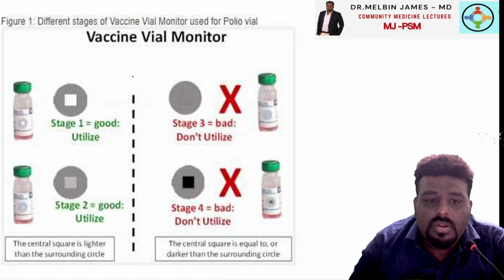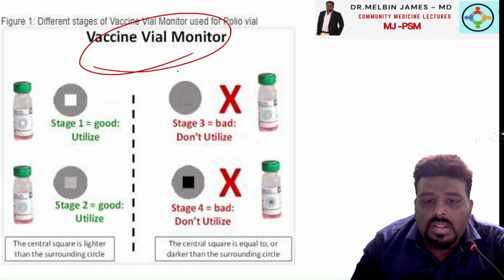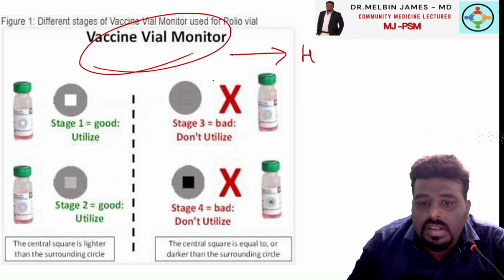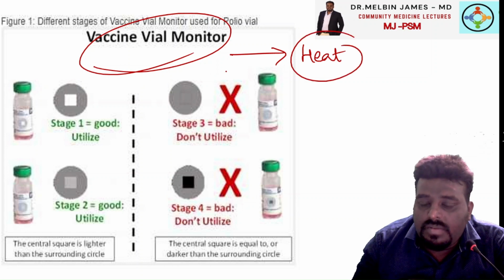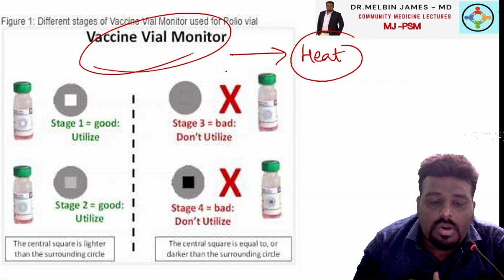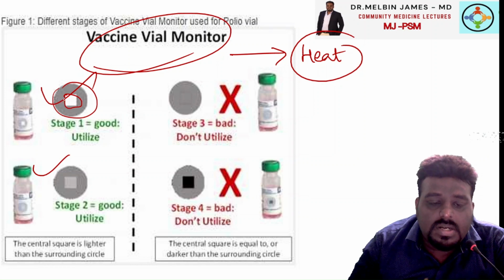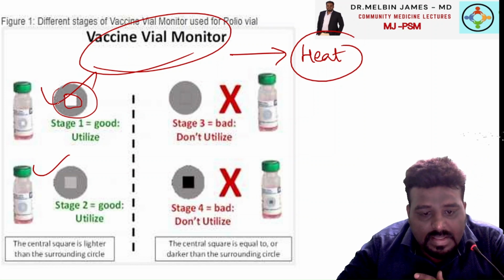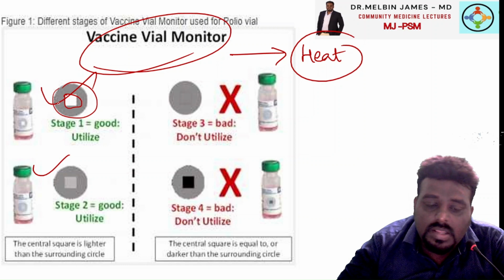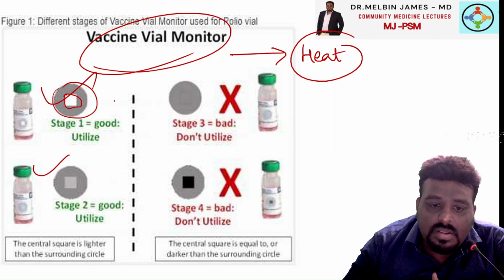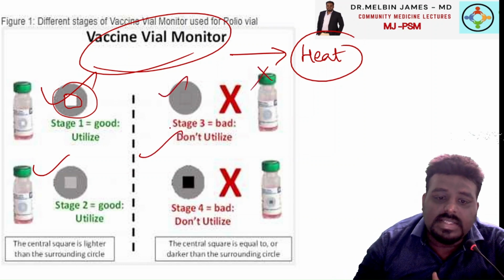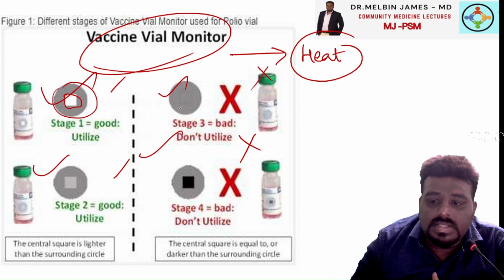Next, coming to the vaccine vial monitor. VVM: vaccines can be damaged by either heat or cold. To find out whether the vaccine has been damaged by heat, we use the vaccine vial monitor. Look at the outer circle and the inner square. When the inner square gets darker than the outer circle, you should not use the vaccine. That is stage 3, and you should not use these vaccines. Otherwise, you can use them.